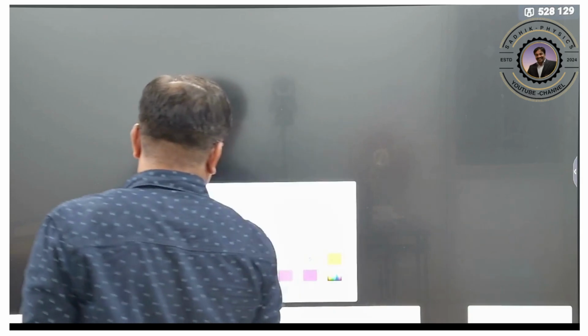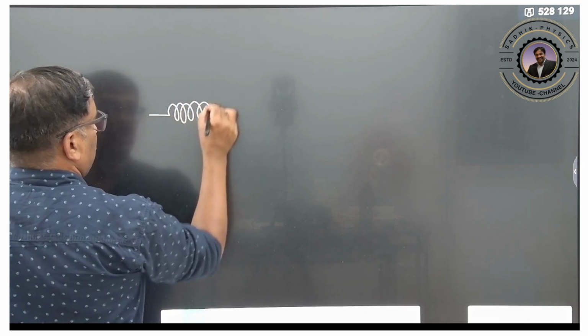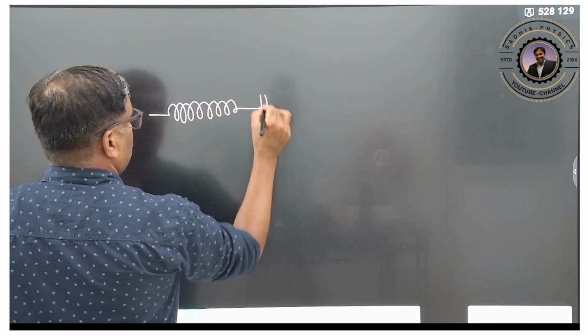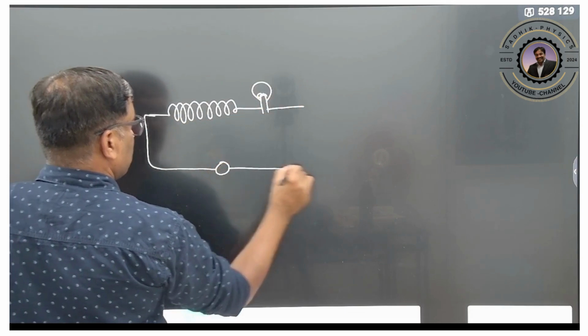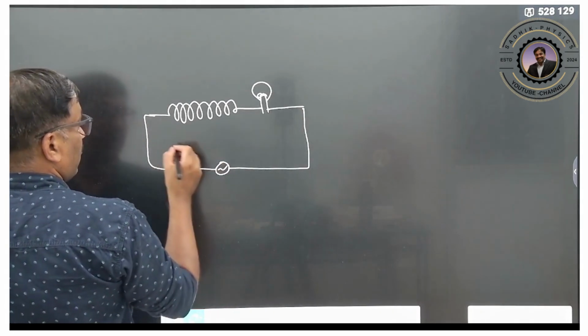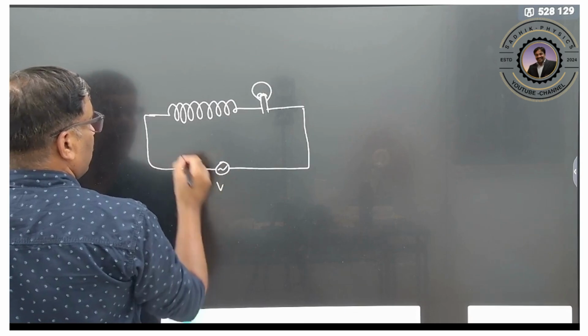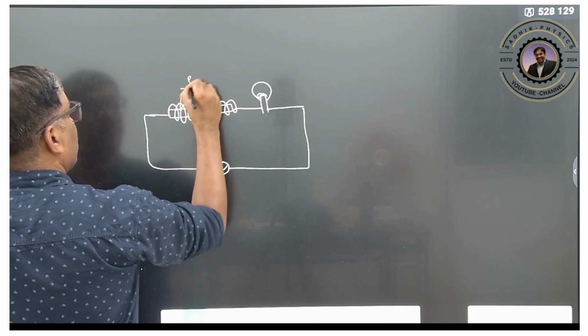Suppose same question now. There is an inductor. This is an inductor. There is one bulb connected here. There is no change in the frequency here now. But what will happen now? Therefore here what we are going to do? We are going to insert one ferromagnetic material here.